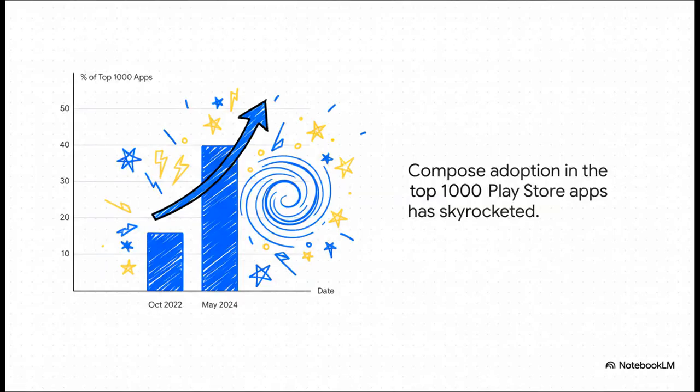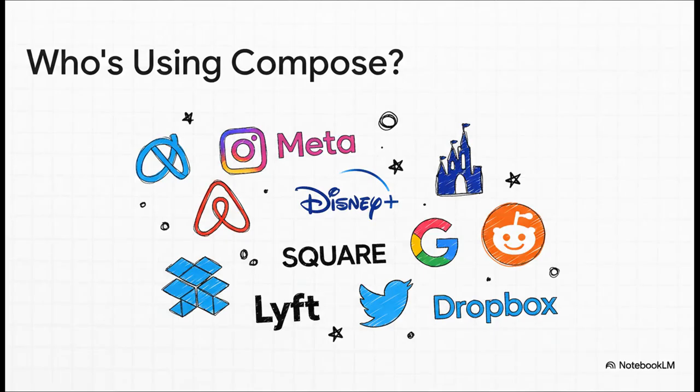But then, well, just wait till you see what happened next. And bam, look at that jump. By May of 2024, that number skyrockets from 16% all the way up to 40%. In less than 2 years, Compose went from being the new kid on the block to being used in nearly half of the most popular apps in the entire world. That's not just growth, folks. That's a full-blown revolution.